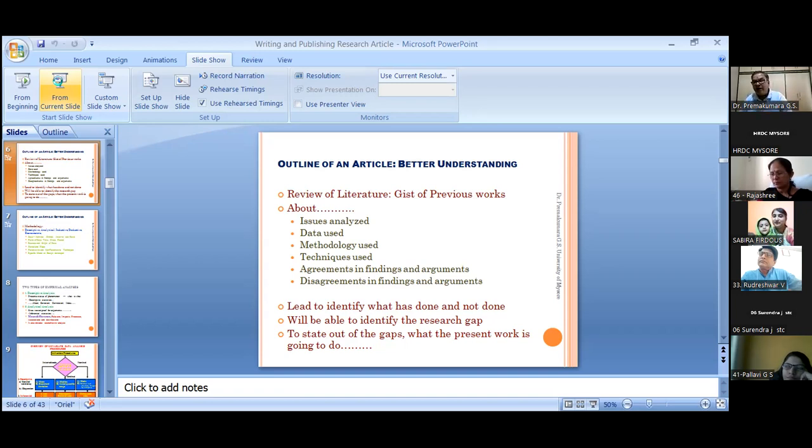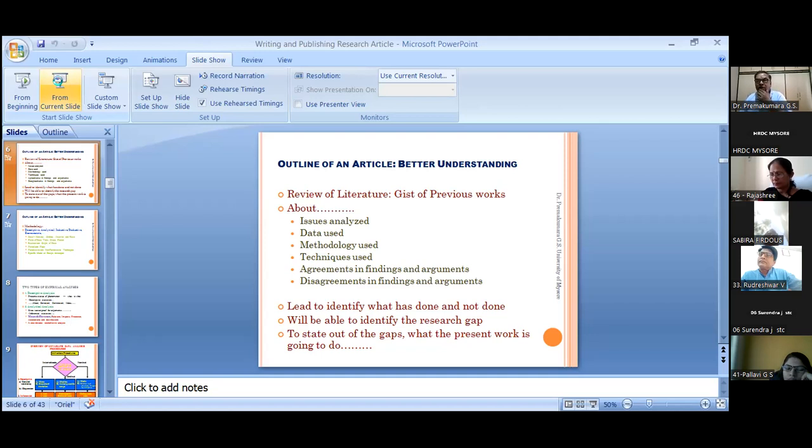Will be able to identify the research gap. So once you came to know what has been done and what has not been done, you will find your gap. And then you can easily state the gaps, and at the end you can write about what the present work is going to do. So this is how the review of literature is the most important thing for writing the research article.